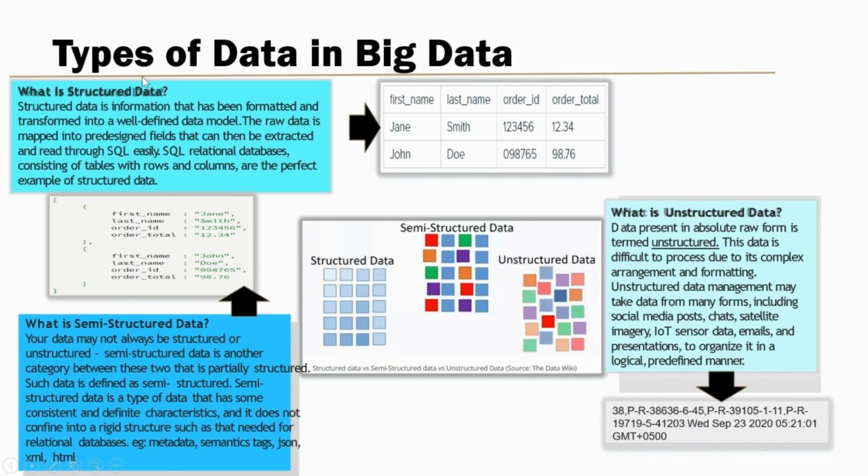Structured data will be in a structured manner. Semi-structured data will be in key value pair, and unstructured data will be only in raw format. We need to divide it and store it in different forms, and our database should be capable of handling all these types of data. Okay, these are the types of data.